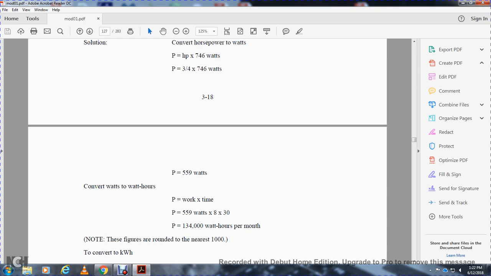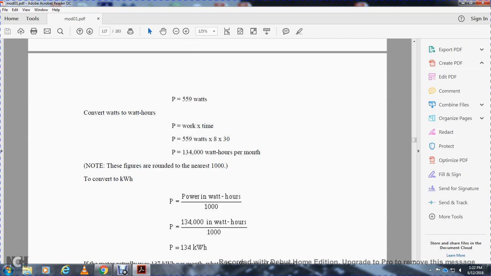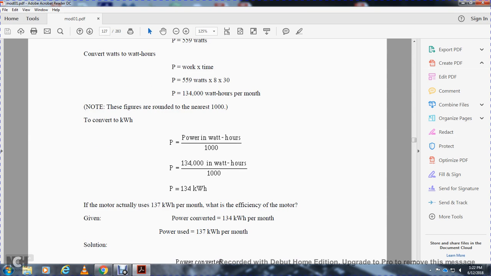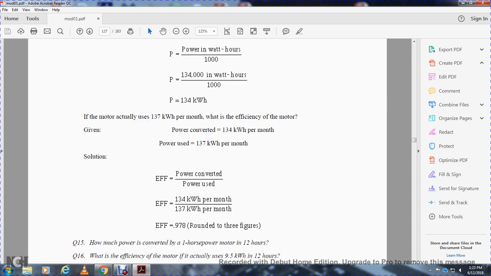The figure is rounded to the nearest 1,000. To convert to kilowatt hours, the energy is equal to the power in watt hours over 1,000. So you'd have 134 kilowatt hours. The motor actually used 137 kilowatt hours per month, given the power converted of 134 kilowatt hours. Power used is 137 kilowatt hours. The solution is the efficiency equal to the power converted, 134 kilowatt hours per month, over the power used, 137 kilowatt hours, which rounds to 0.978 with 3 figures.